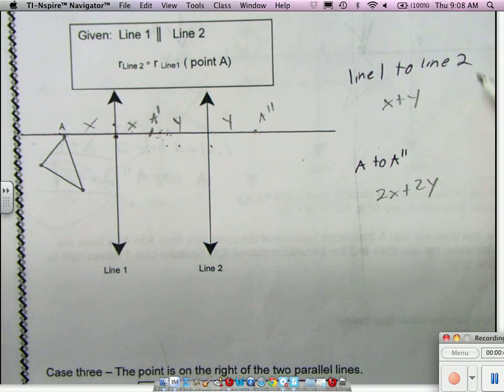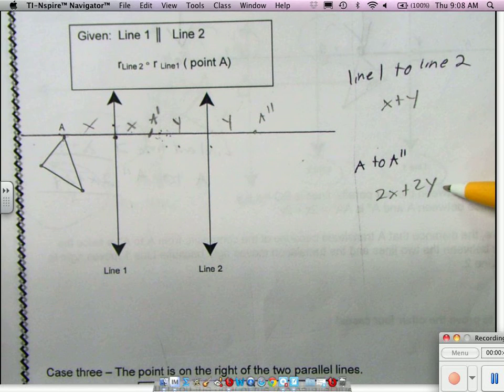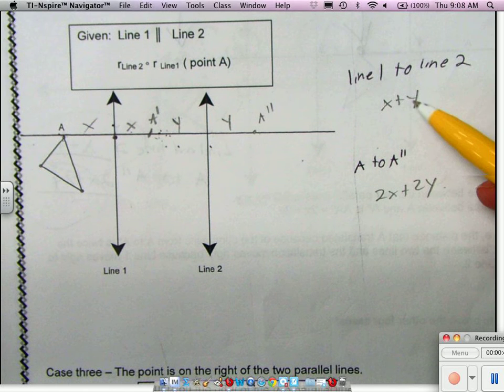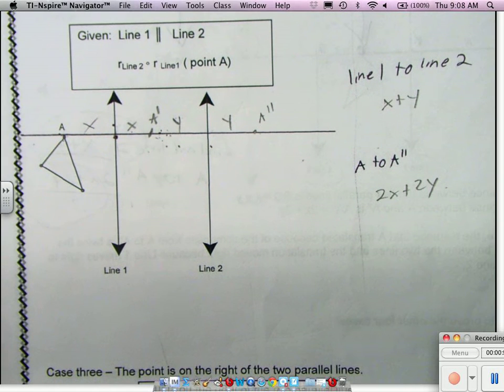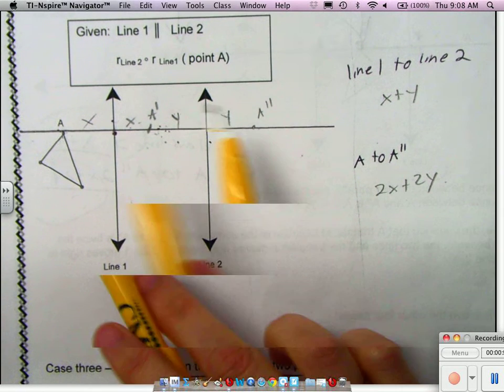The distance between line 1 and line 2 is x plus y. The distance between A to A naught naught is 2x plus 2y. Okay? It's important that you write these down. This is the main point of the proof, is to prove that the distance between line 1 and line 2 doubles to get A to A naught naught. Okay?